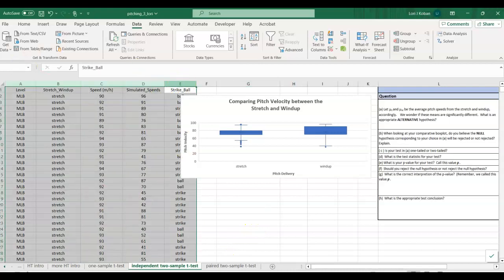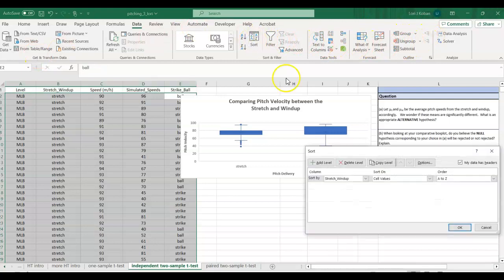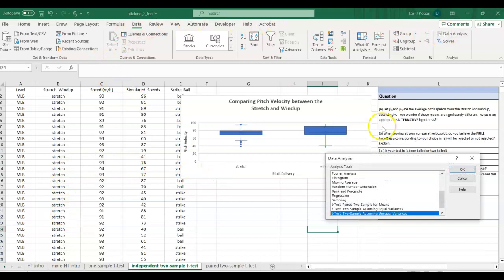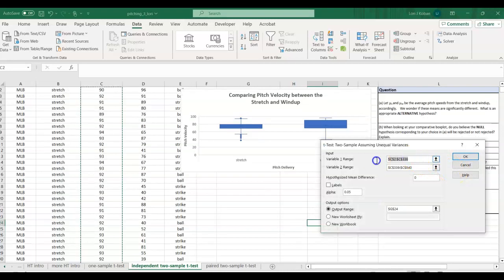Now, before we run the test, I want to sort this column so that it has all the stretches together in column B. So I'm going to sort on the stretch windup category, we have headers, yes. Now I have all the stretches first. We're going to go back to the data analysis. So we have independent data. So it's either the equal or unequal variances, and always assume unequal variances unless you have a reason not to.